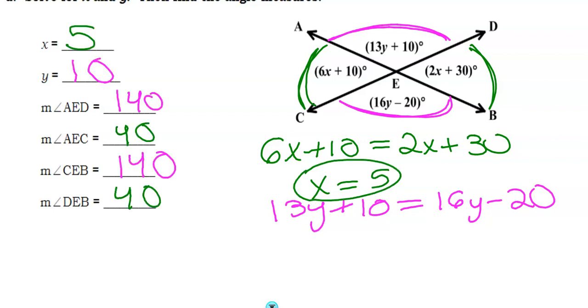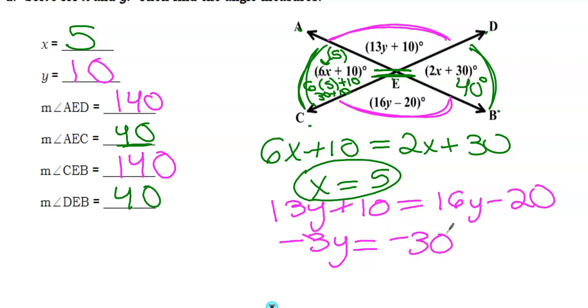So the answers: x should equal 5 for these green angles. Then I plugged 5 back in. 6 times 5 plus 10. 30 plus 10 is 40. So AEC is 40 degrees. The same for DEB. These are equal to each other, so this also has to be 40 degrees when you plugged it in. Now, I solved for the y values, so moving the 16, you should get -3y. And if you move the 10 and get -10, this should be -30. When you divide by -3, you get +10. Plug 10 back in and solve from there.